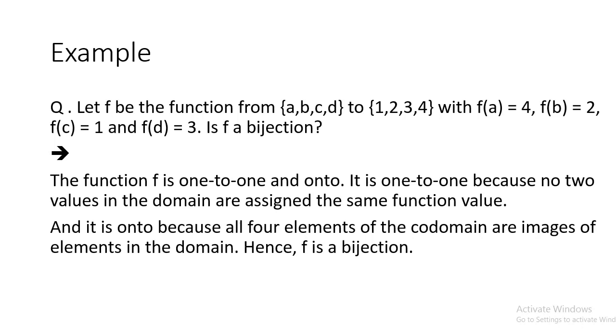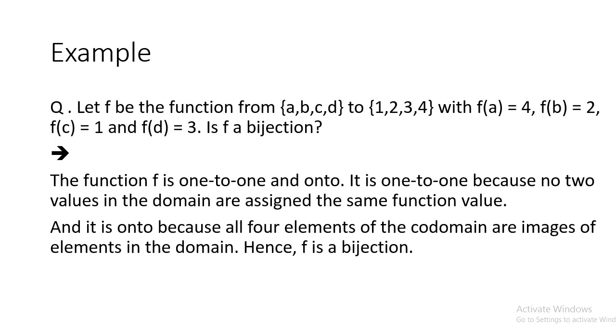So a function is given in the question, the domain and codomain are there, and the mapping is also given, and we have to find out whether this function is a bijection or not. So see here, the function f must be one-to-one and onto. Check first whether it is one-to-one. It is a one-to-one function because no two values in the domain are assigned the same function value. So the first condition is satisfied.